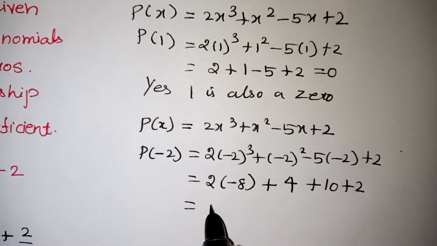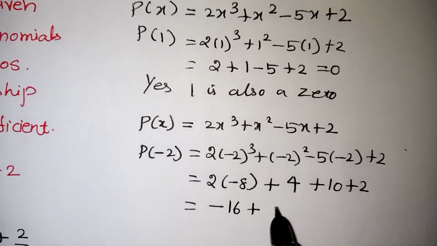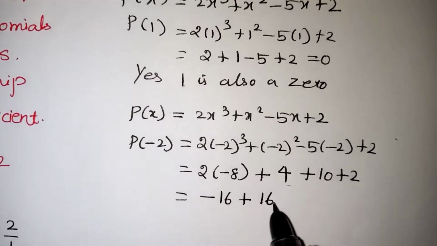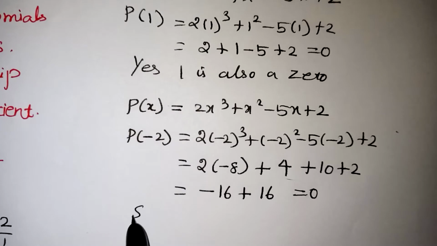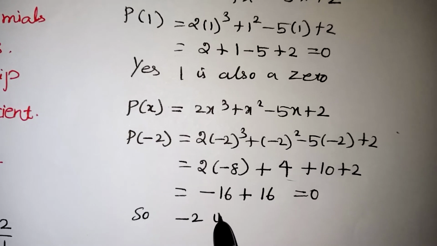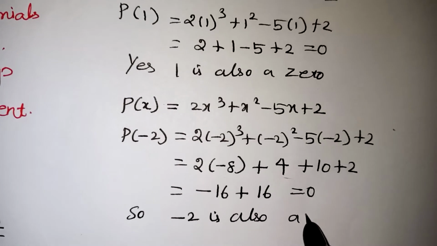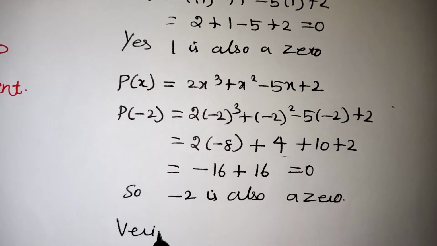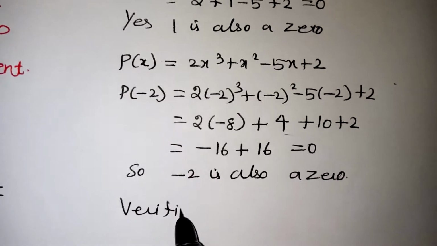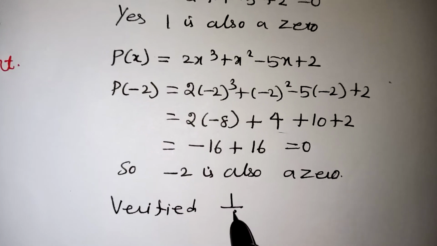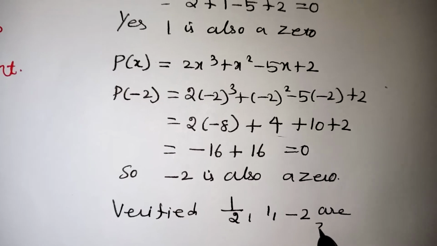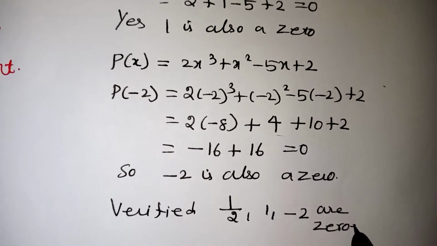So here minus 8 minus 4 is minus 12, minus 16 in total with the three numbers, and all these three numbers, 4, 10, 2, also add up to 16 only. So this is also 0. So I can say that minus 2 is also a zero of the given polynomial. So we have verified three values, that is 1 by 2, 1 and minus 2, are zeros of the given polynomial. So the first part of the question is over.